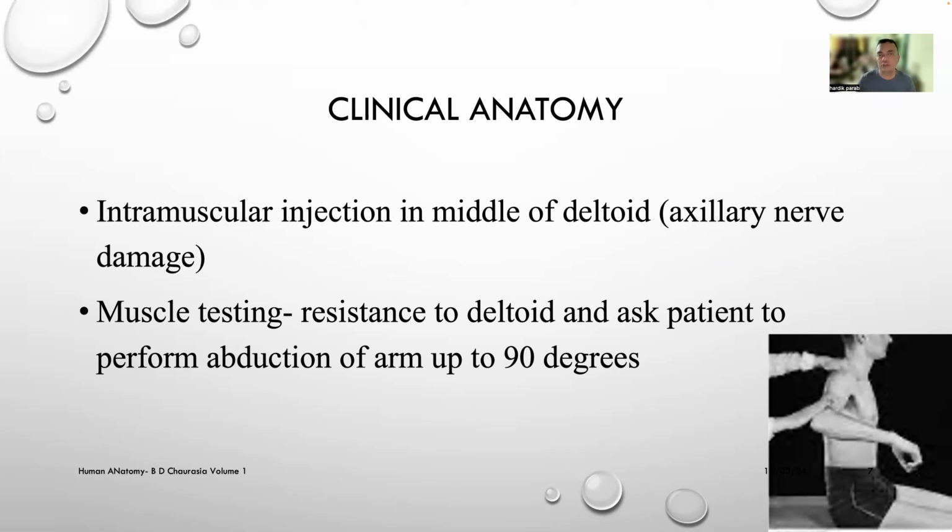whether the deltoid is working properly or not in your patient, what you can do is ask the patient to do abduction. At the same time, you give downward resistance. The patient is going to lift his arm and you have to push downward. If the patient is able to perform this movement against your resistance, that means the deltoid is working.